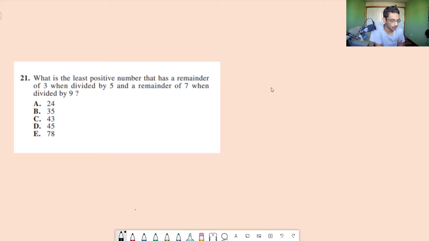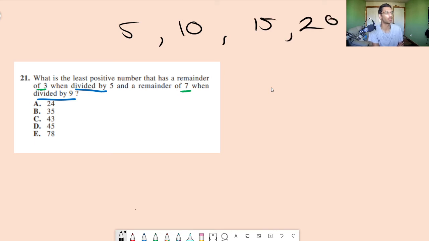Okay, first, it's very important to note what we're dividing by and what the remainders are. So we're dividing by 5 and we're dividing by 9, and our remainders are 3 and 7. So make sure to note that. When you divide by 5, its multiples end with a 5 or a 0, right? So you have 5, 10, 15, 20, and so on. It ends with 5, 0, 5, 0, and continues like that.